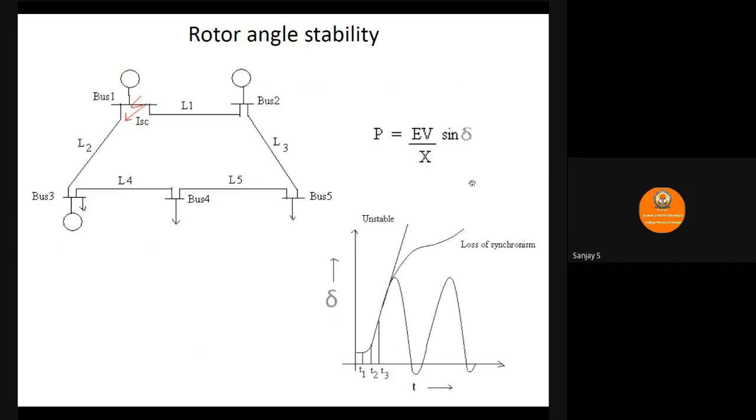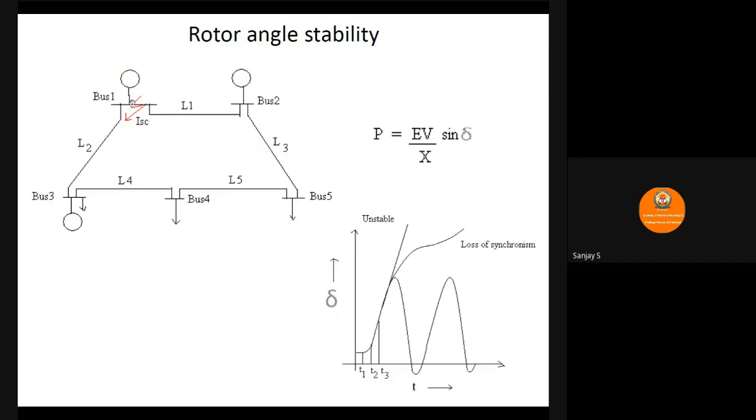In this particular case, voltage has become 0 because of the short circuit. ISC is nothing but the short circuit shown on the diagram. Since voltage has become 0, if you take this equation, EV by X sine delta, power is also 0, because V is 0. This power is nothing but the electrical power output.